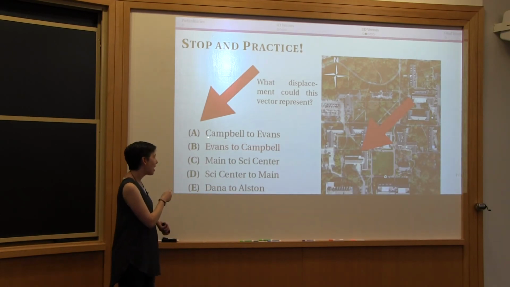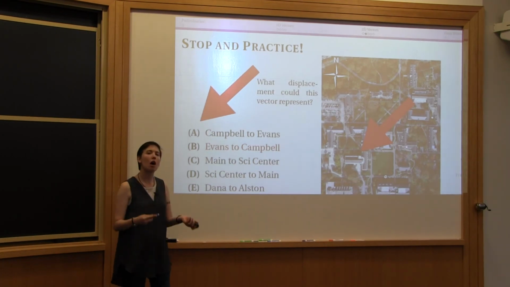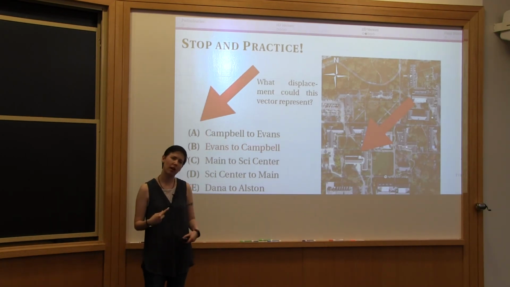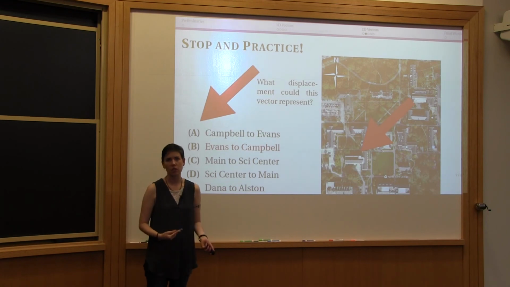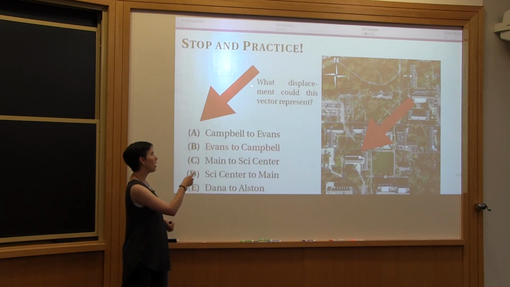So for instance, A, which would be Campbell's to Evans, actually would be a vector pointing in the opposite direction. So even though it would have the same size, the direction is different, so it's not the same vector. So B is the situation where you would have this vector taking you from Evans to Campbell Hall.